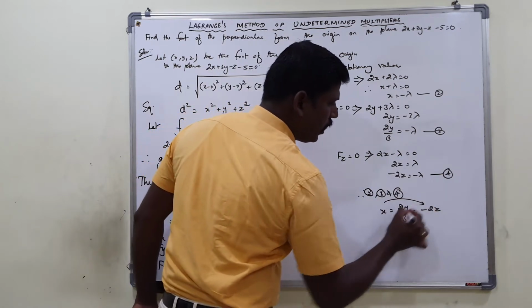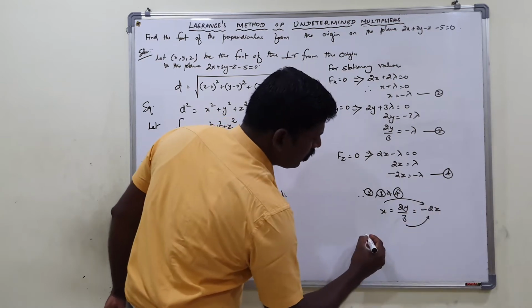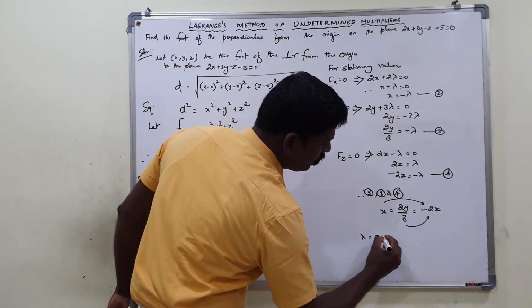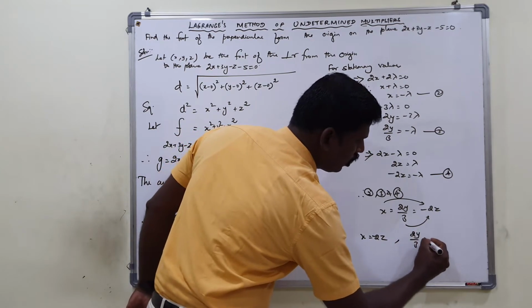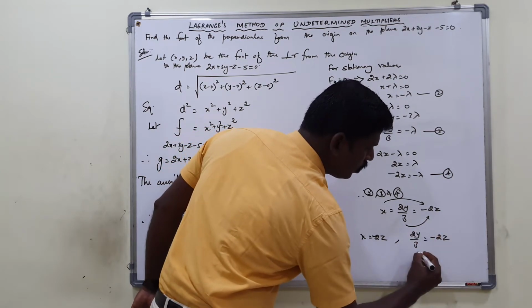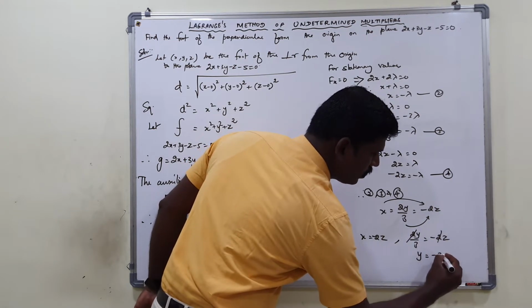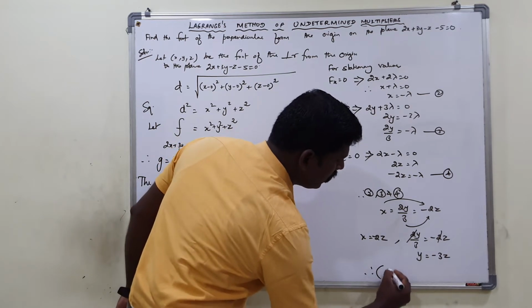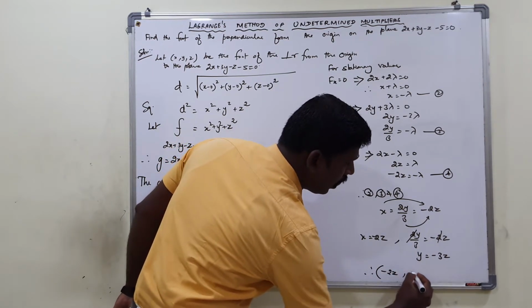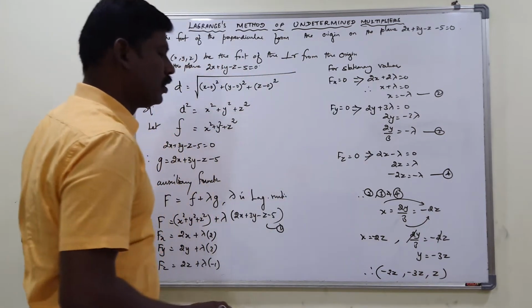Now I am going to take x, equate these two and these two. So x is equal to what? 2z, minus 2z. And then 2y by 3 equal to what? Minus 2z. This implies y is equal to what? You can strike out 2 with 2. y is equal to minus 3z. Therefore, the point is x is minus 2z and y is minus 3z and z is the same. That's all. This is the point.